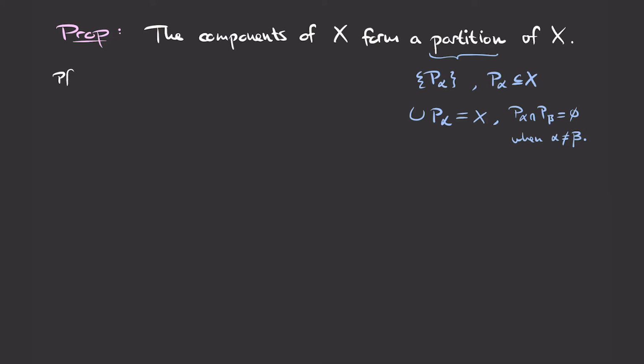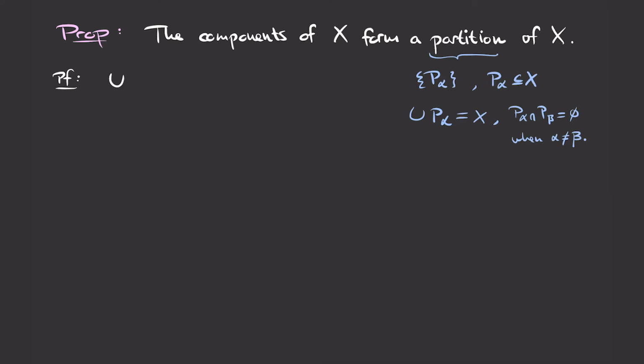Okay, so let's give a proof of this. The first two points I've written down here for the definition of a partition are pretty much immediate. The components of X are subsets of the space X, and we just gather them together as a family. So the only two things we need to check are that the components, if we union them together, form the entire space, and also that different components are disjoint from one another.